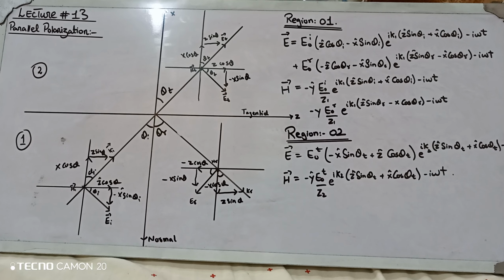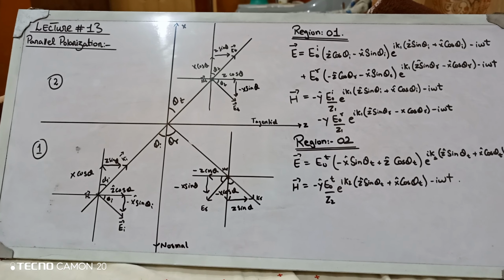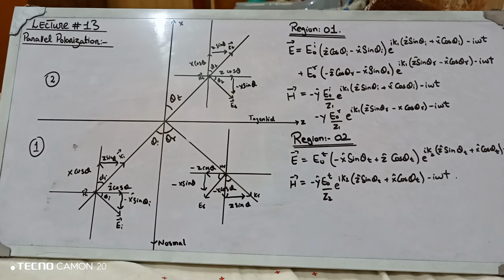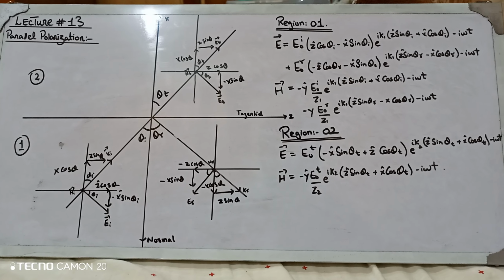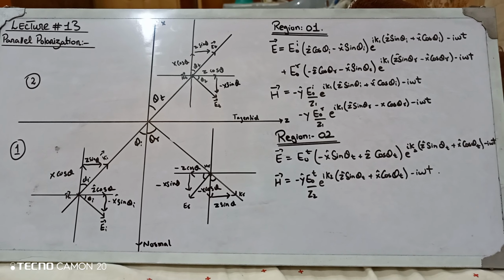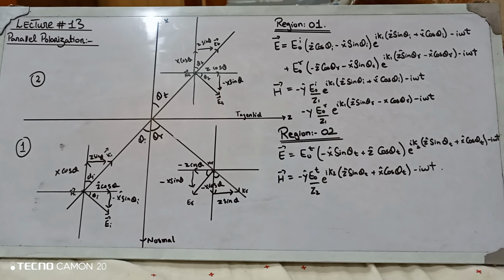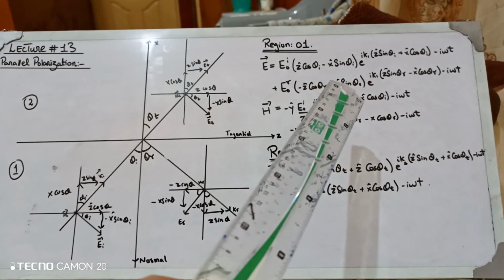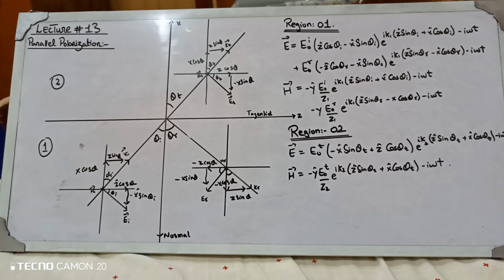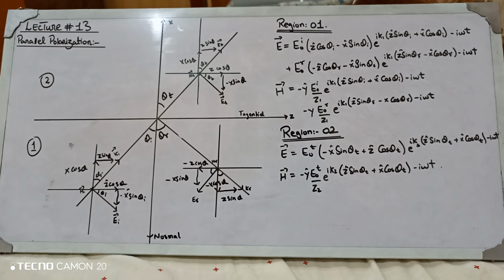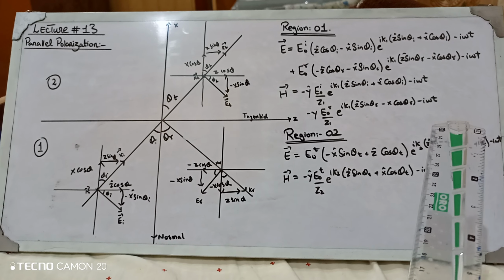The main important thing is that the boundary condition is always applied with an axis along the normal line. As the normal line is in the x direction, you have to apply the boundary condition at x equals 0. Now let's apply the boundary condition at x equals 0. Whenever there is x, you have to put 0. After putting 0 you get the results. So let's first write those results after putting x equals 0 in these field equations in region 1 and region 2.